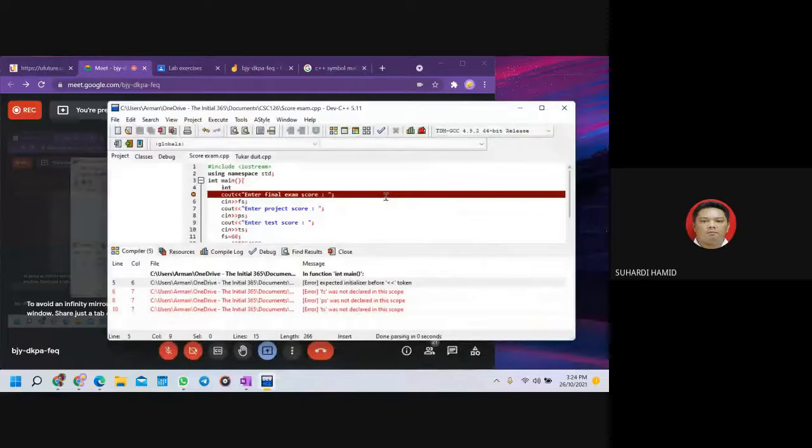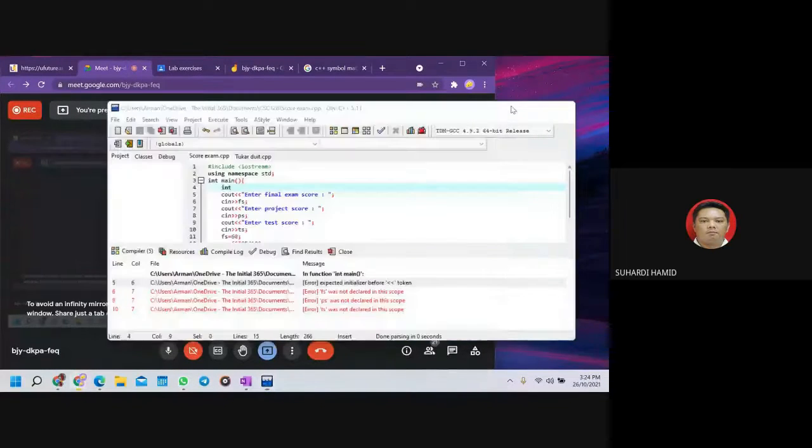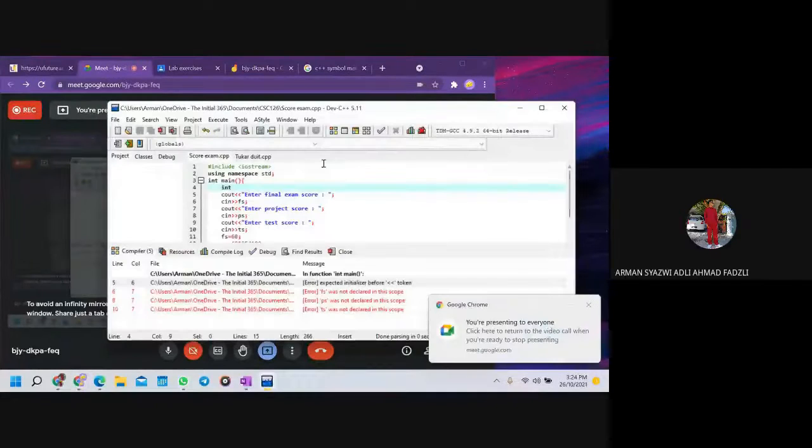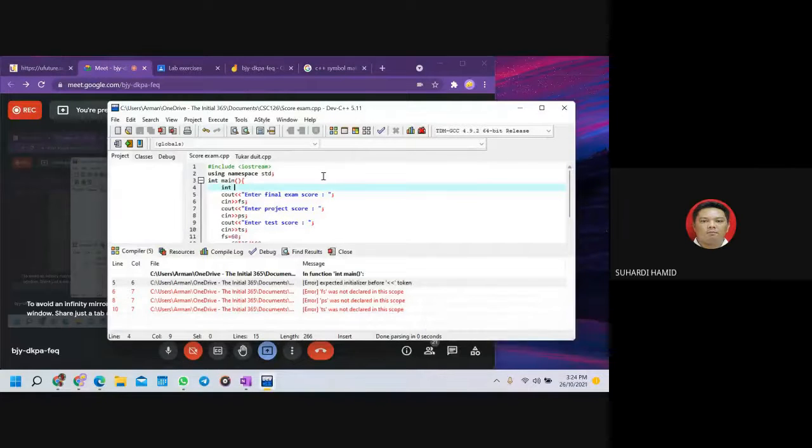What is the problem? Wait. Okay, let me give you a hint. Hint number 1, you're using FS for final exam score, but you have not declared that. True? Yes. Number 2, of course, that works for the other variable as well.